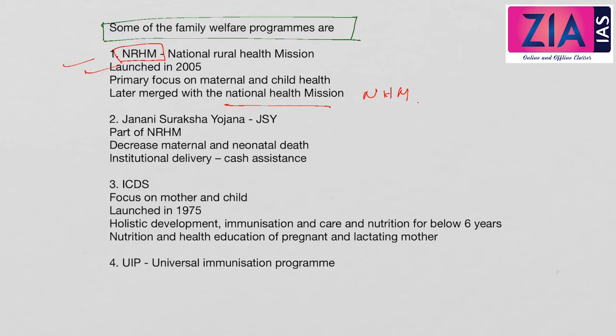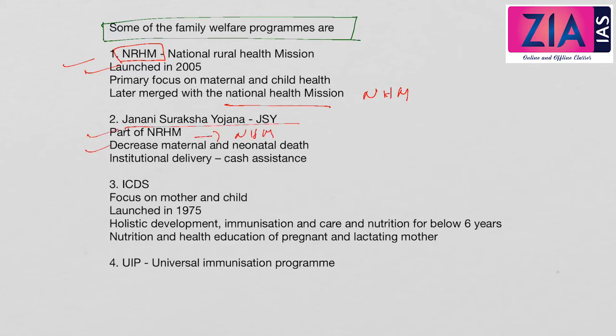Okay. So NRHM was a family planning program introduced in 2005. The primary focus was on maternal and child health, and later it merged with the National Health Mission. Next we'll discuss Janani Suraksha Yojana. JSY is also a part of NRHM, and now it is part of the National Health Mission.